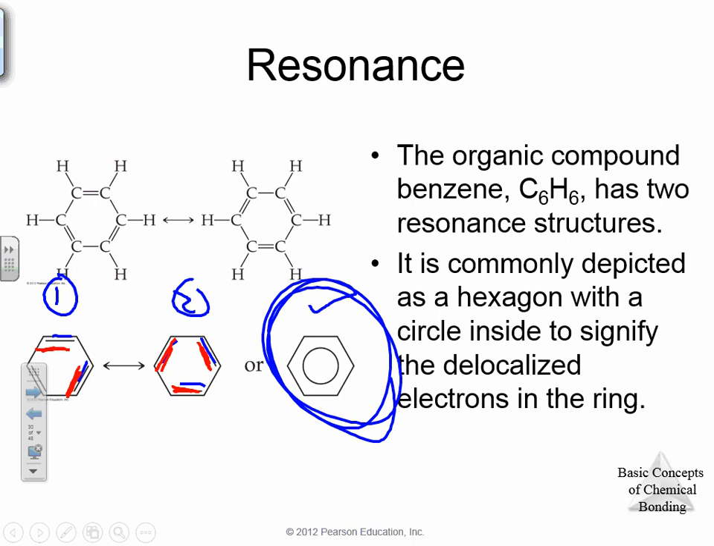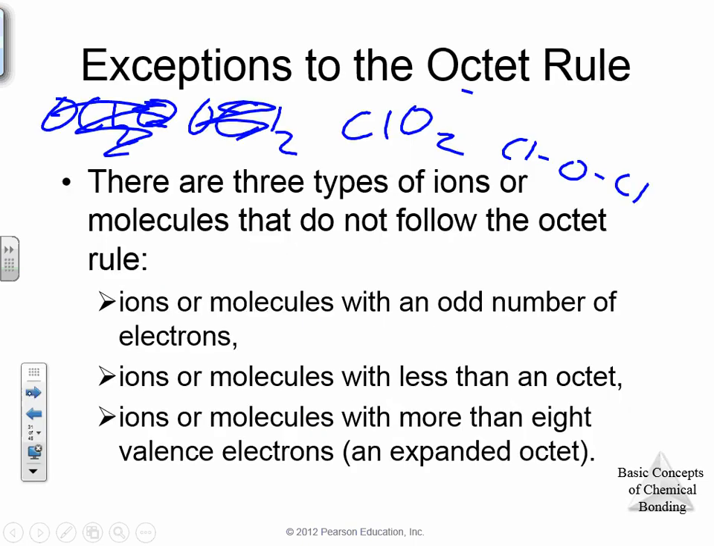Key thing there. So that is one thing that can happen when we talk about drawing Lewis dot structures. We can have resonance. Also, there are 3 exceptions to the octet rule that we need to follow. All right, number 1.